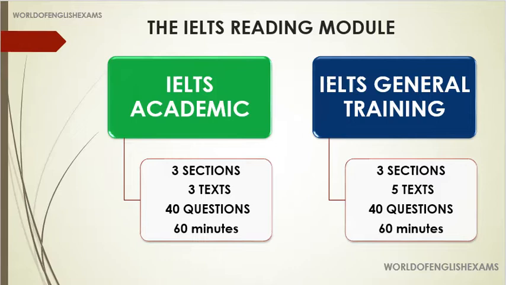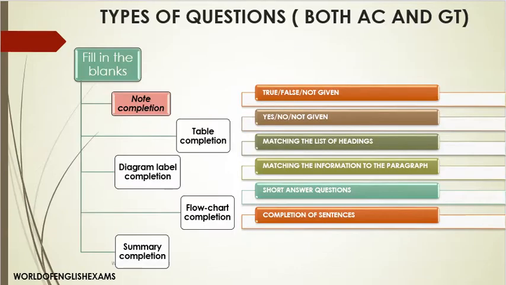So let's try and understand the different types of questions which you can see on the IELTS reading test before proceeding on with the note completion type of questions. On the screen you can see the various types of questions which you can see on the test day. The first one is fill in the blanks, and fill in the blanks is of various types. The first one is note completion, which we are going to deal with today. Then there is table completion, diagram label completion, flowchart completion, summary completion, etc.